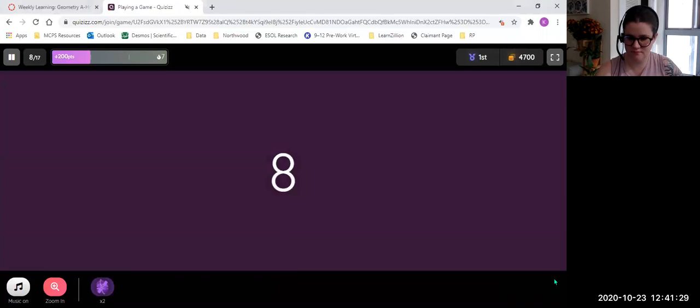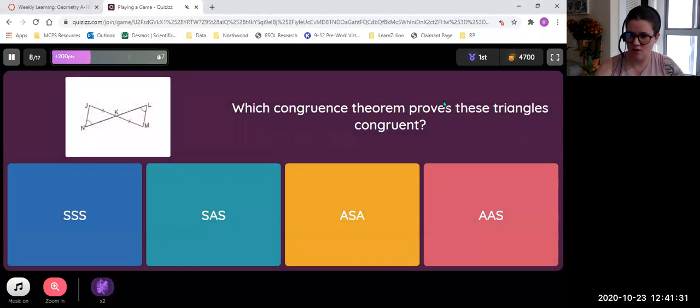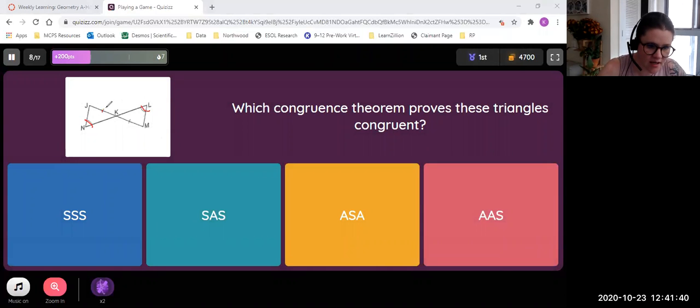All right. Which congruence theorem proves these triangles congruent? All right, so I see an angle. I see a side. What else is there that we know? I told you before. Vertical angles, right? JM and LN cross each other. So that means that this angle and this angle are the same, right? I should have used a different color, but I didn't, but it's no big deal.